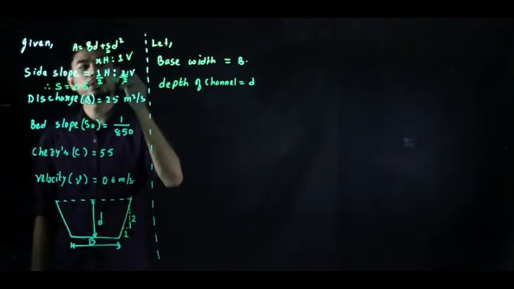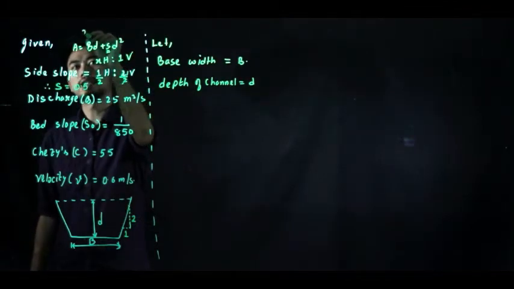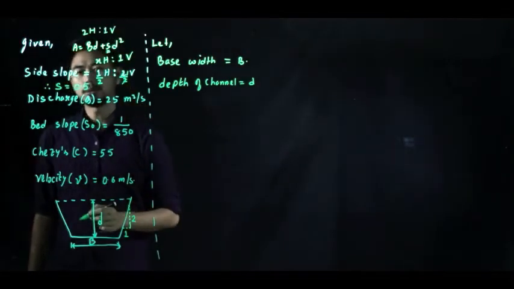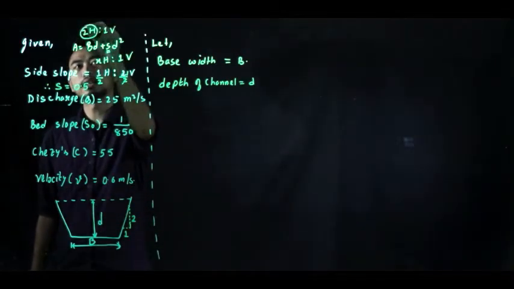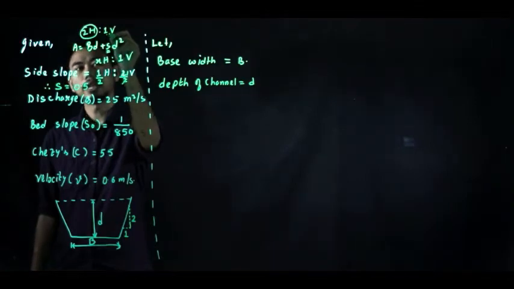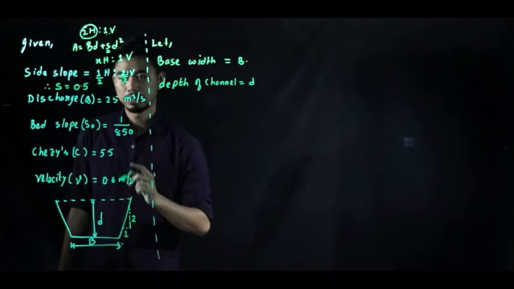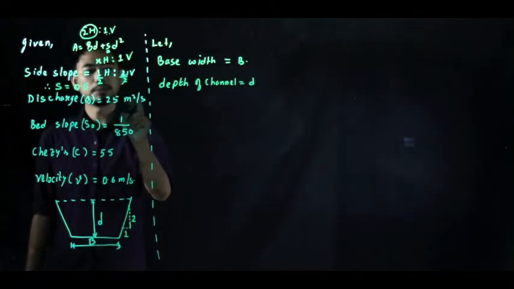In some problem, suppose in your question it's given that it is 2 horizontal is to 1 vertical. Then what will be the S value? The S value will be directly 2 because already the vertical is given as 1. If not 1, you have to convert forcefully to 1. Remember that. Next, discharge, it is in meter cube per second.